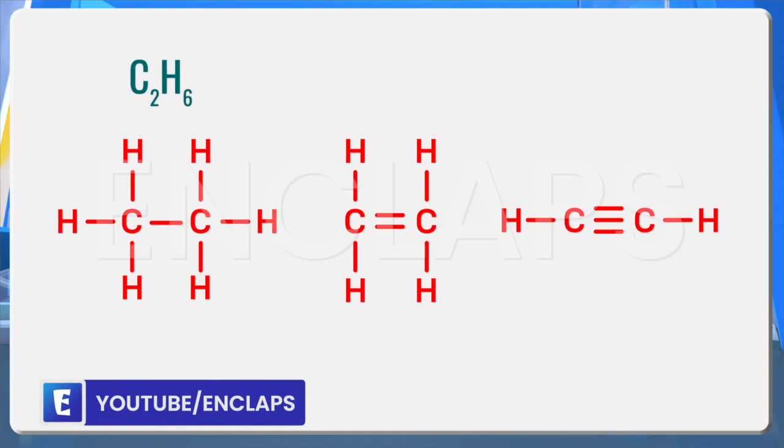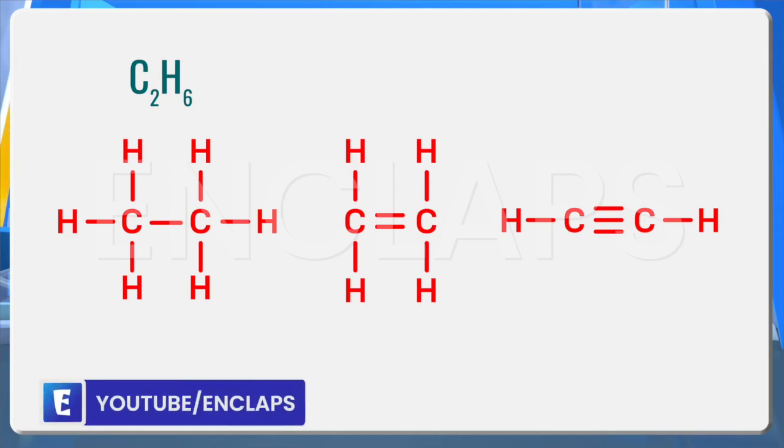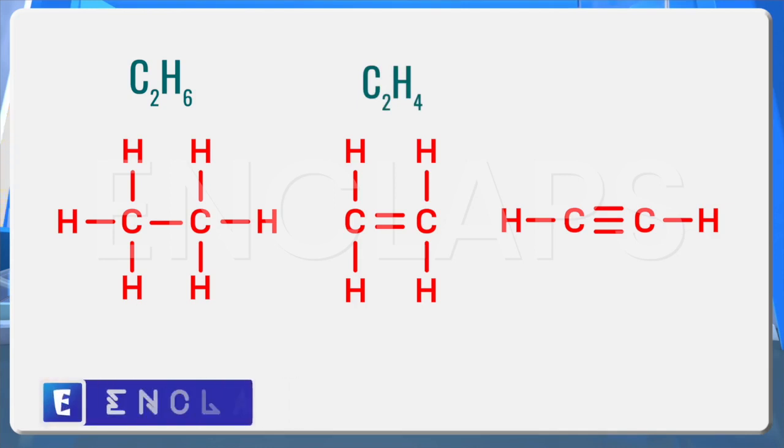C2H6. Then in the second compound, there are 2 carbon atoms and there is a double bond between the 2 carbon atoms. In the first carbon atom there are 2 hydrogen atoms, and in the second carbon also there are 2 hydrogen atoms. So what will be the molecular formula? Total 2 carbon atoms and 4 hydrogen atoms. That is, the molecular formula is C2H4.